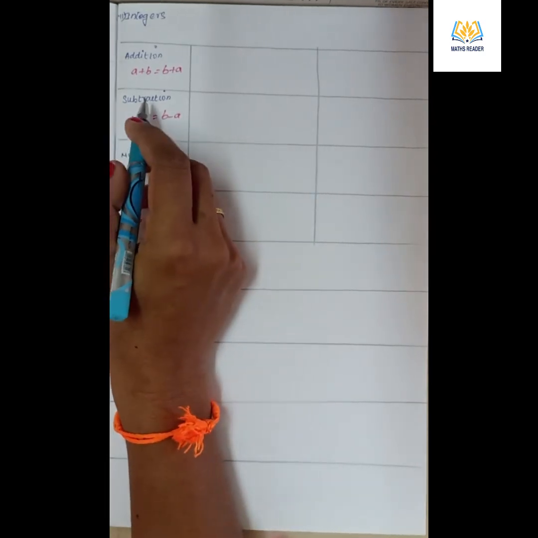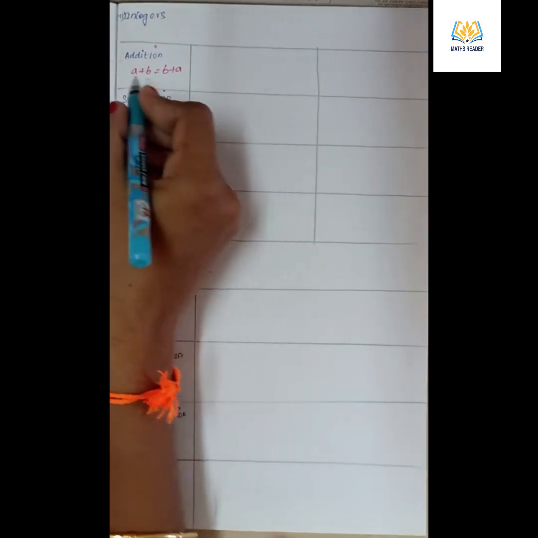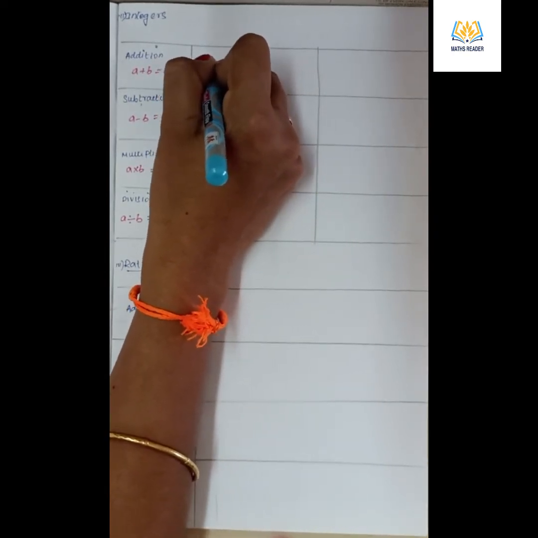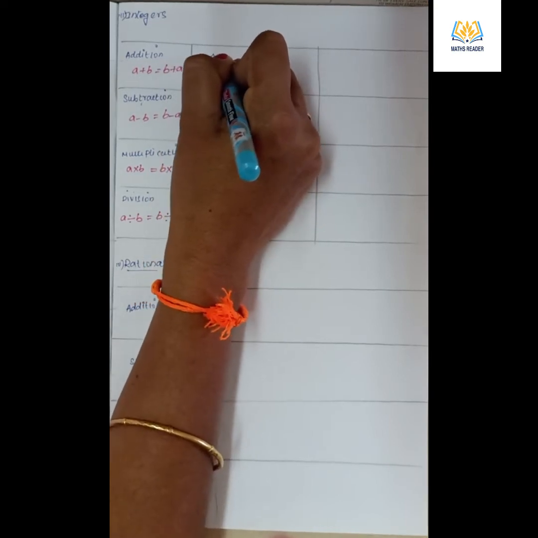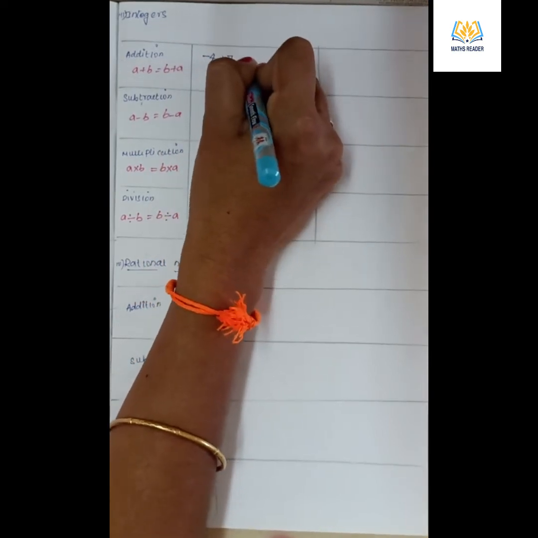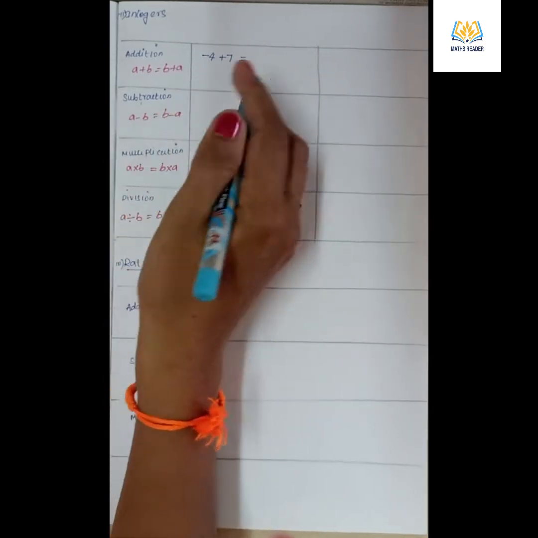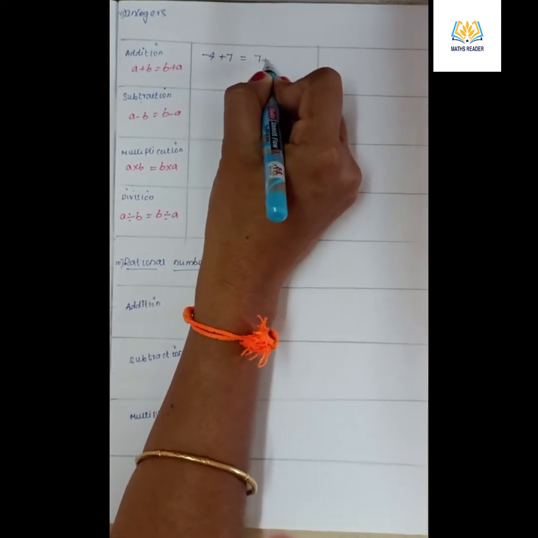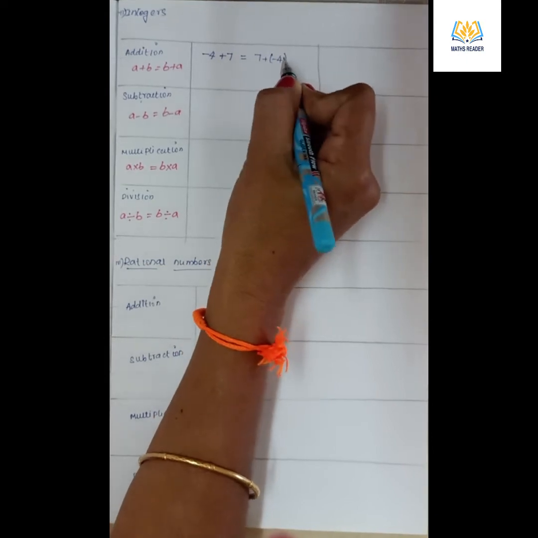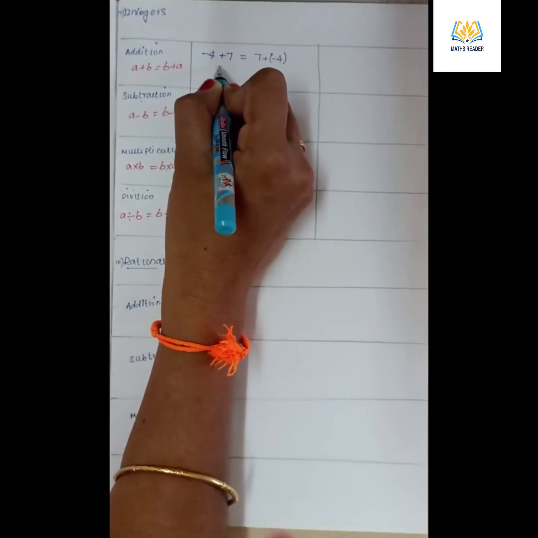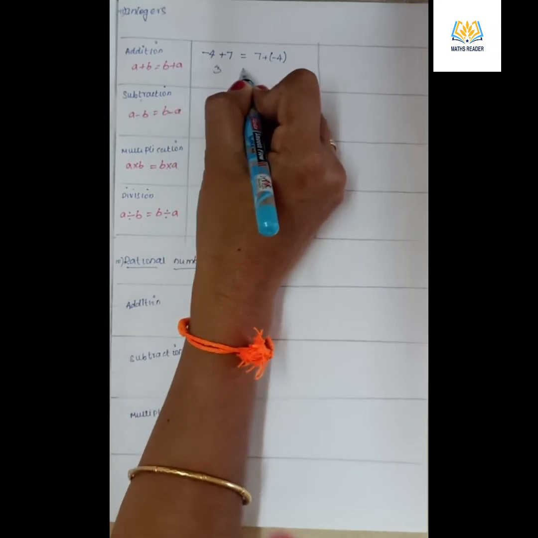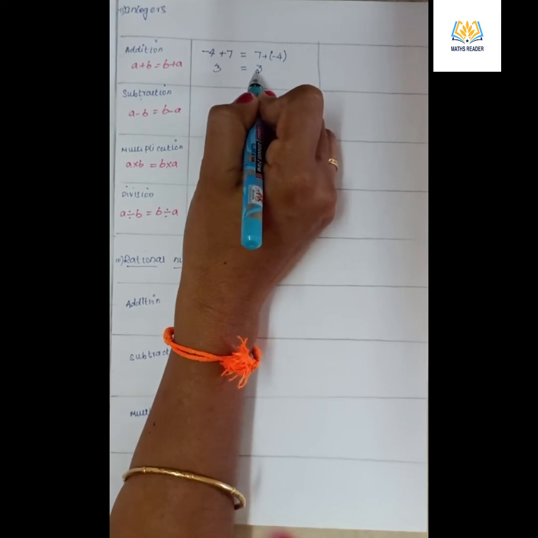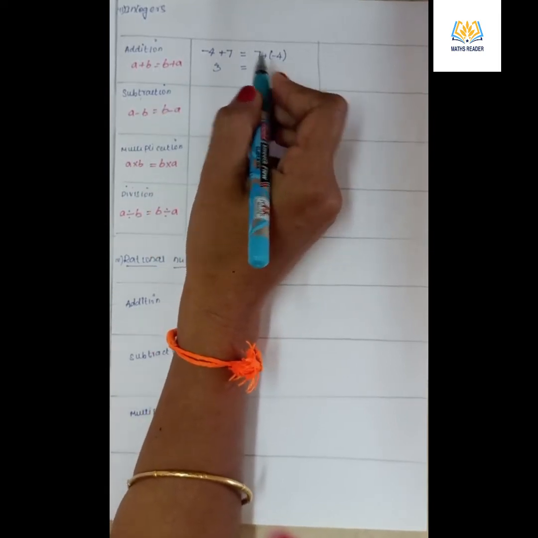Next we are going to check for integers. First we will check for addition. So for integers we will check an example. Minus 4 is an integer, plus 7. 7 is also an integer. Integers have both negative and positive numbers. Minus 4 plus 7 is equal to 7 plus minus 4. Minus 4 plus 7 is 3, and 7 plus minus 4 is also 3. So 3 is equal to 3. So addition is commutative for integers.